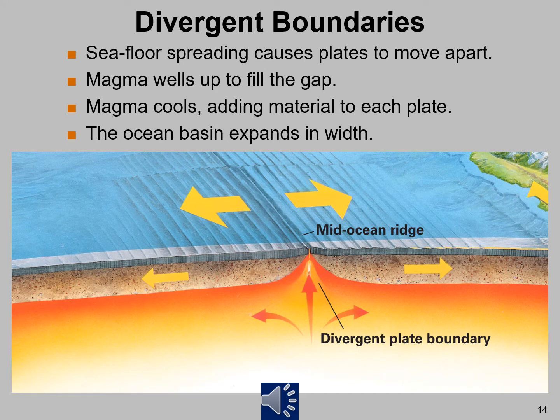At a divergent boundary or spreading boundary, two oceanic plates move apart, or diverge, by the process of seafloor spreading. Magma wells up to fill the gap as the plates are moving apart. As the magma cools, it adds material to each plate, and the ocean basin expands in width over time.